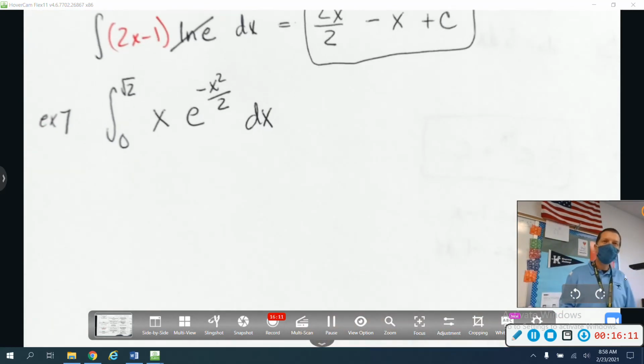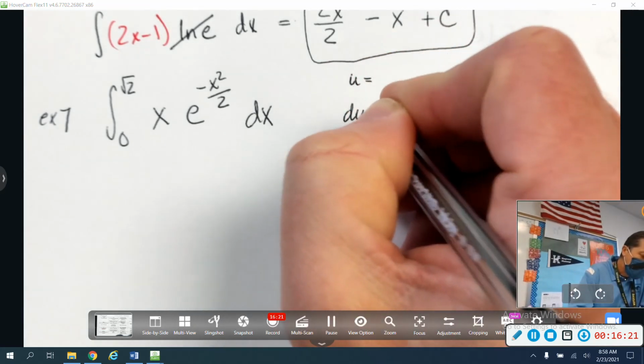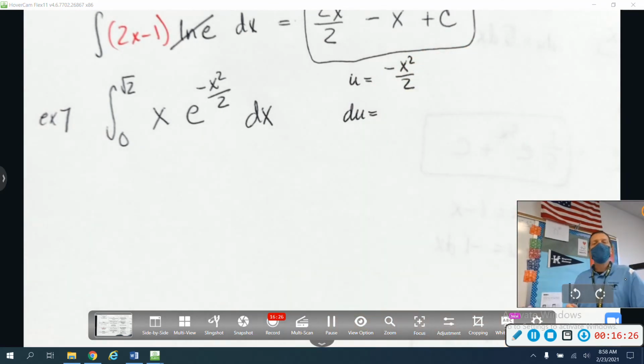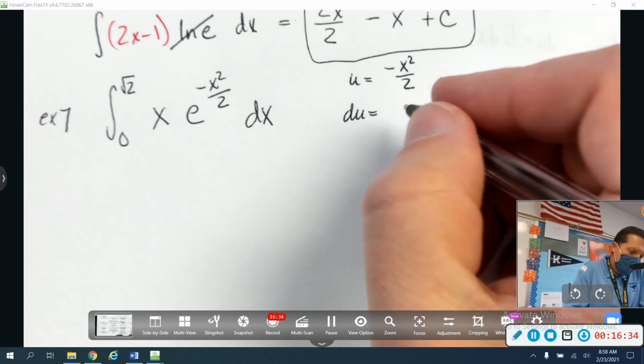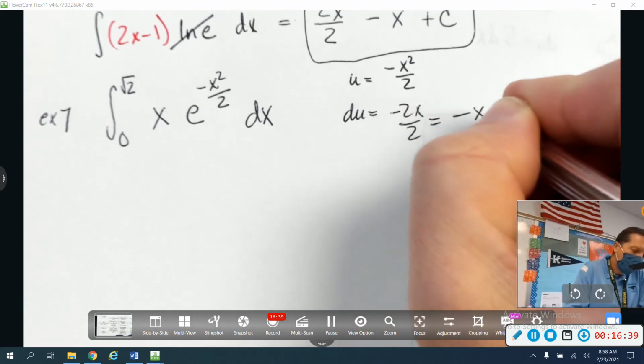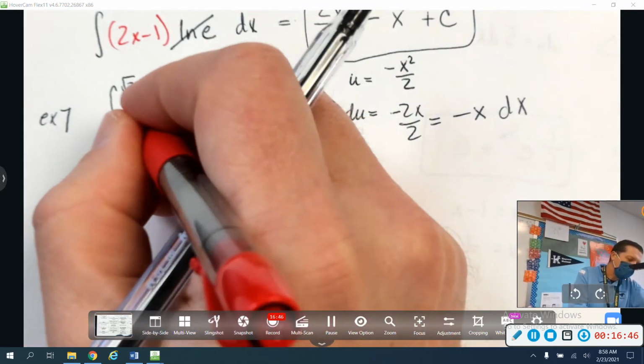So limits, so I know I got to plug in limits at the end somewhere, top one minus bottom one. But that's later. Let's do the u stuff first. Again, almost always u is going to be the exponent. So negative x squared over 2 gives du of negative x, which is good news. Not quite perfect news, because I need to fix the negative thing, but that's an easy fix.